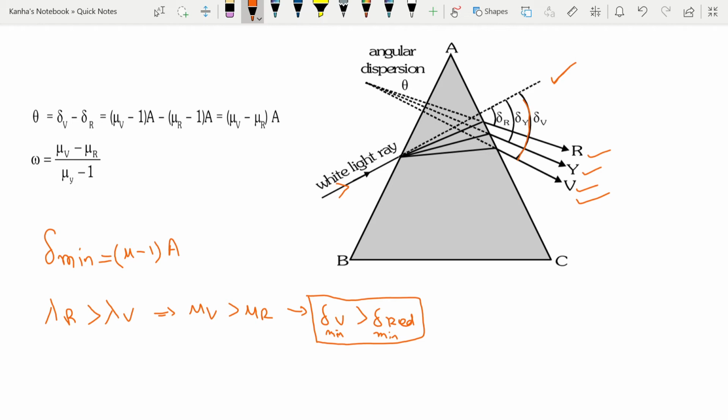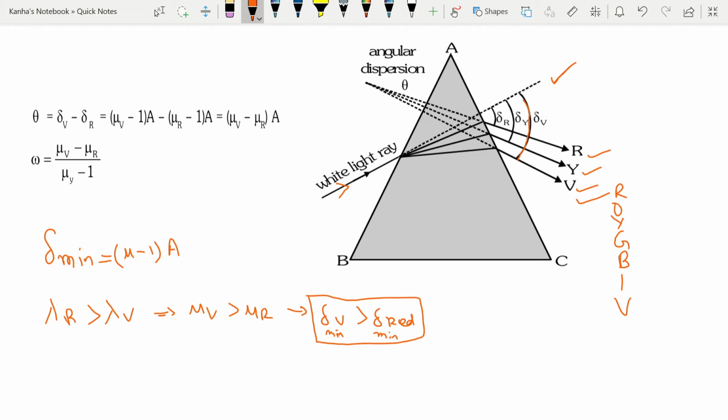So the first color that you will see on the bottom is violet, then indigo, then blue, then green, then yellow, then orange, then red. You'll see colors in this way.